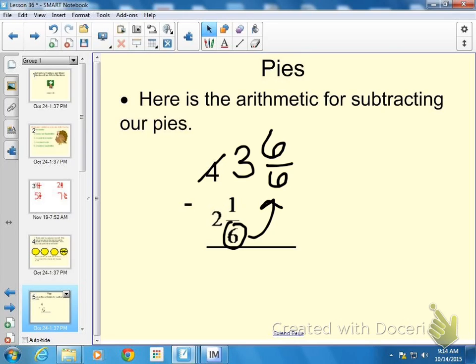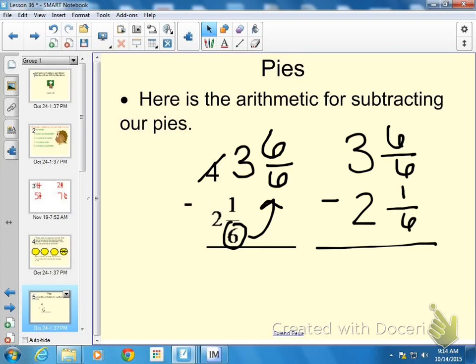so I want you to put this in your notes. You had 4 minus 2 and 1/6. But we simplified that down, and we took one of the wholes away and made it 3 wholes and 6/6. So now my problem is this: 3 and 6/6 minus 2 and 1/6. When I subtract this out, I always start with the fraction first. 6 minus 1 is 5. 3 minus 2 is 1. So my answer is 1 and 5/6.